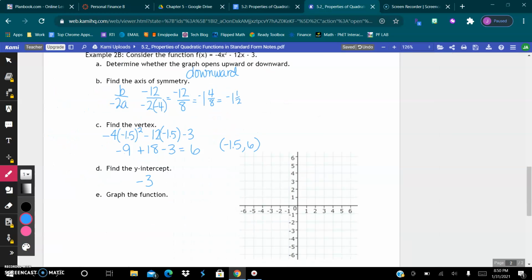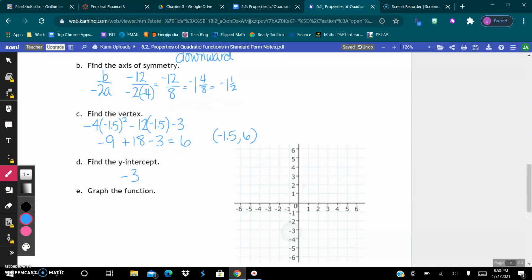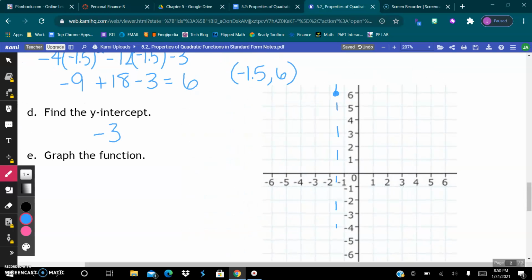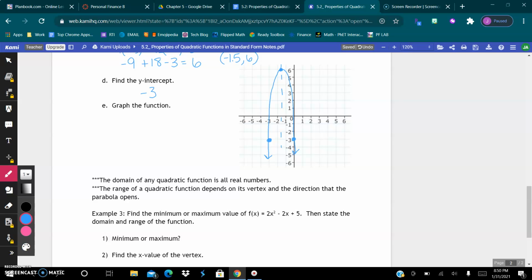So let's put the axis of symmetry on here. It's at negative 1.5, so it's going to be here. The vertex is at negative 1.5, 6. And the y-intercept is all the way down here at negative 3. So it's 1.5 away, so we have to go 1.5 away on the other side. And then we can draw in our U shape there. So there's the graph for that one.